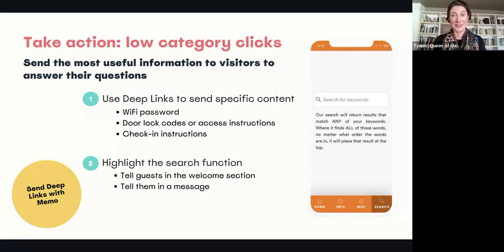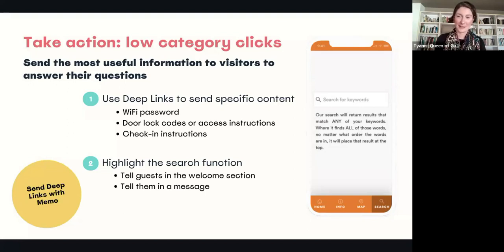That's great, but your guest already has to know that it's there. So you can highlight that search function to them. You can tell guests in the welcome section of your guide, just have a little line: guess what? You can use the search function, and tell them where it is. You can even do a screenshot like I have here and show it to them in a guide, or you can tell them in a message.